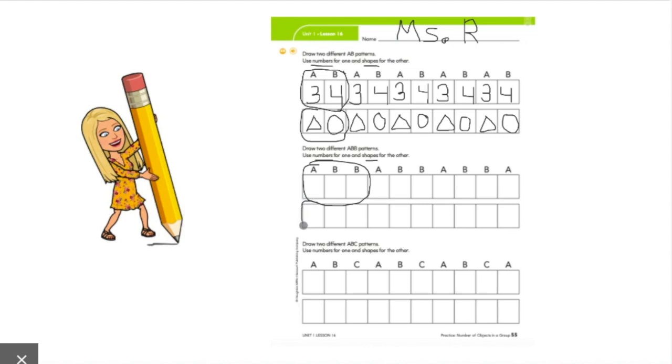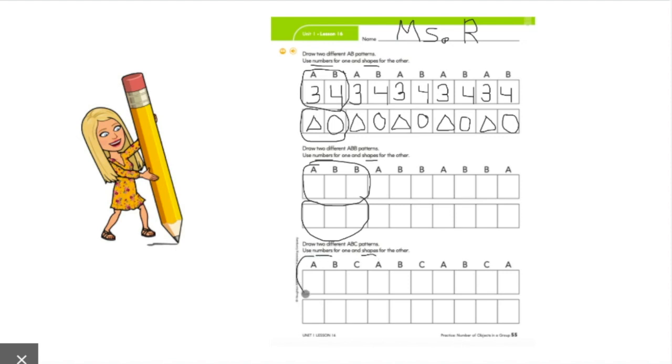Then down here, we'll use our shapes for another ABB pattern. It's going to repeat all the way down. Your teachers want to see you try your best, so I want you to do this part all by yourself. Then down here, it says draw two different ABC patterns. Whoa, boy. We get to have three different parts of this pattern. Use numbers for one and shapes for the other.